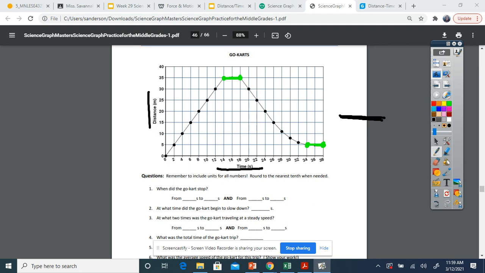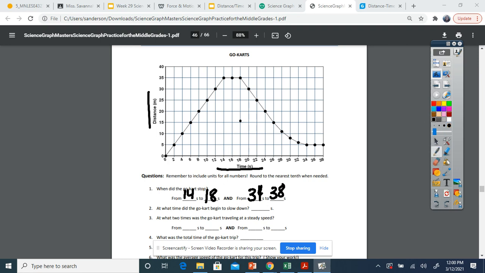So from this point, which is at 14 seconds, so from 14 seconds to 18 seconds, the go-kart was not moving. And from 34 seconds to 38 seconds, the go-kart was also not moving. So let's go ahead and erase my little drawings.